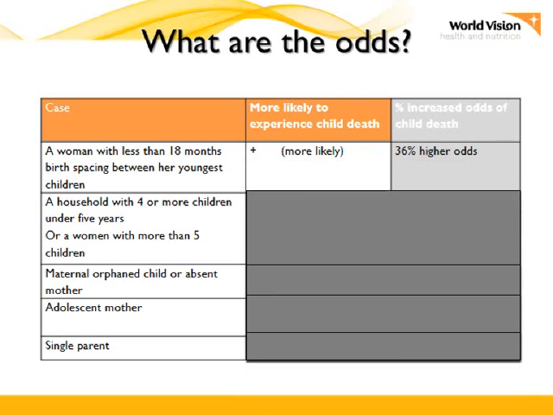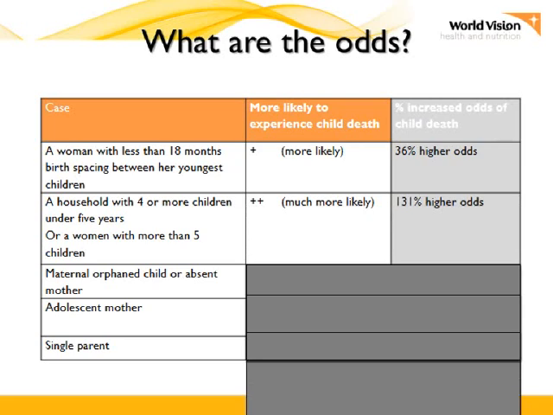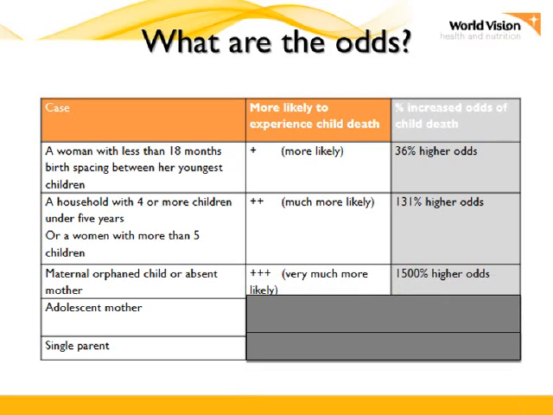In the case of a woman with less than 18 months between her youngest children, she has 36% higher odds of child mortality for those 2 children. So this is more likely. A woman with high parity, or a household with 4 or more children under 5 years, is much more likely. This is 131% higher odds of child death. Maternal orphan or absent mother: 1,500% higher odds. This is very much more likely.